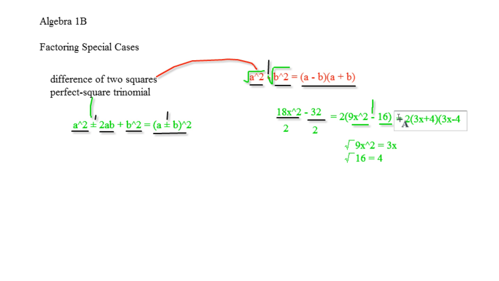(3x minus 4). Now some of you might be asking, wait, can we put the minus 4 first and then plus 4 second? Yes, you can do whatever order you want, as long as you follow the rules of commutativity.